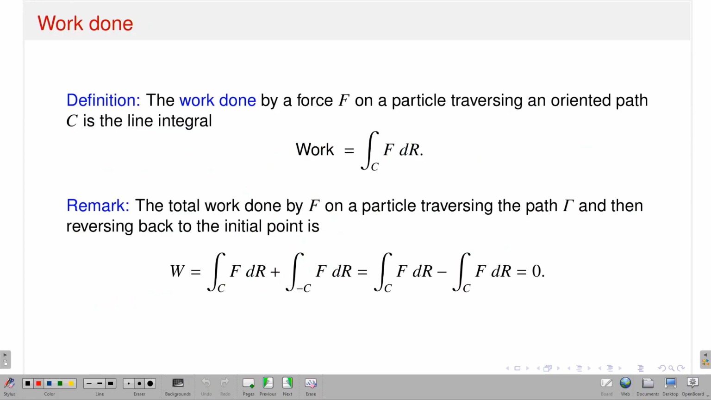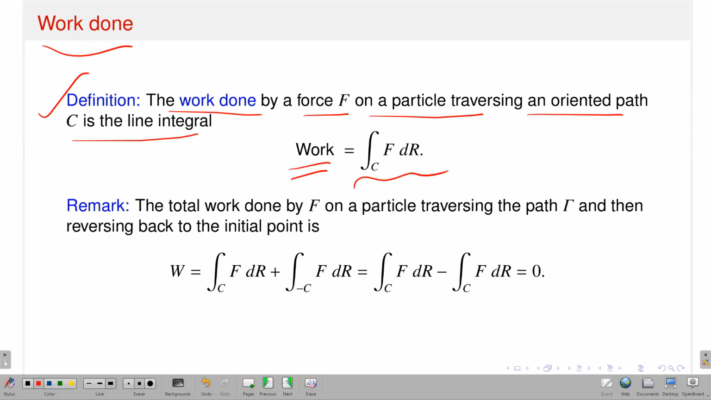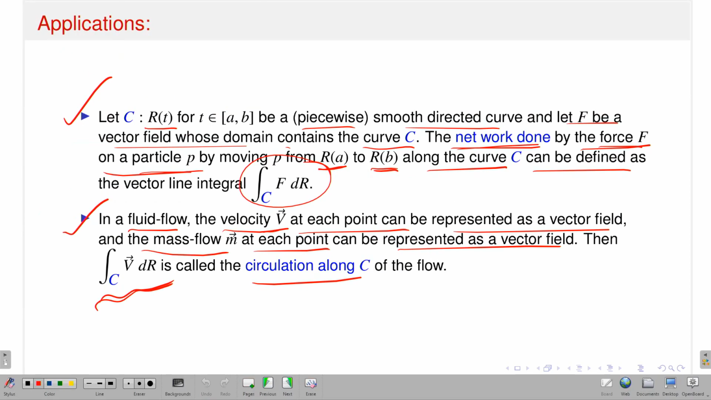Okay, so there is another application that is called work done. So what is the definition of work done? The work done by a force capital F on a particle traversing an oriented path C is the line integral, or the vector line integral. That means you have the force capital F, which is a vector field, you have the oriented path C given, and the vector line integral is nothing but the work done. That one I already discussed in my last slide.